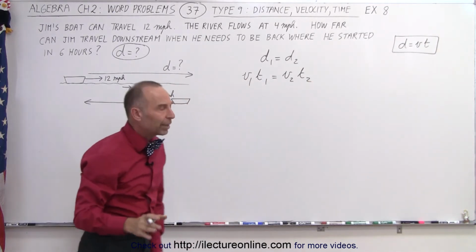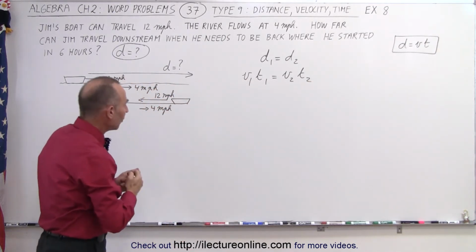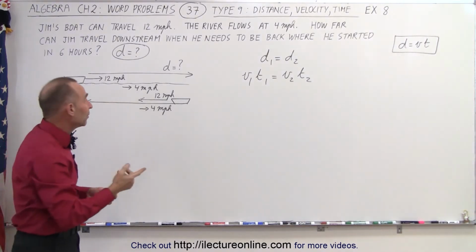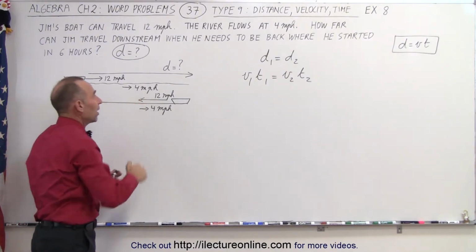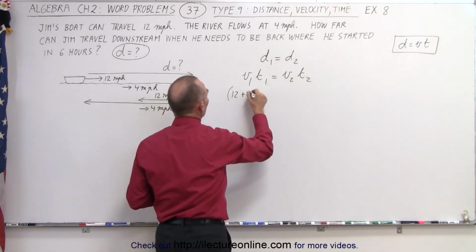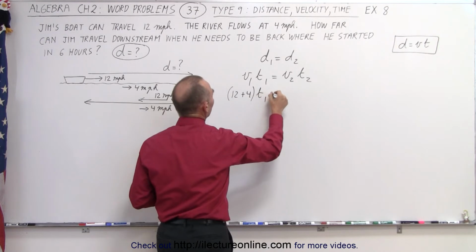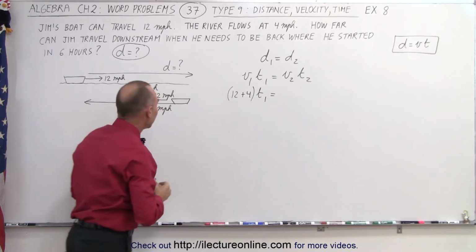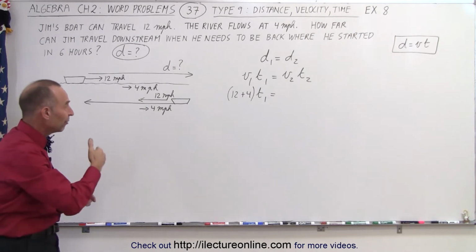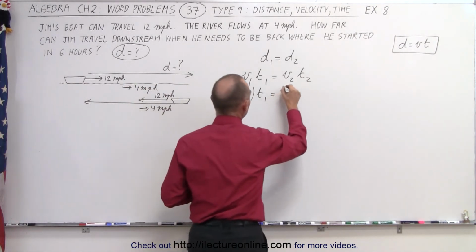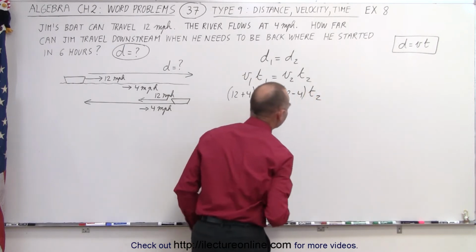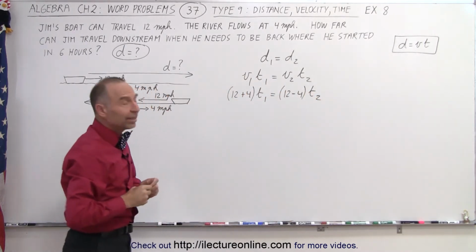So let's first replace the velocities. On the way out, he's traveling with the stream. So the total velocity will be the velocity of the boat plus the velocity of the stream. So in this case, v1 will be 12 plus 4, and we multiply that times t1. On the way back, the boat is traveling against the current, and therefore the velocity will be 12 minus 4 times t2.